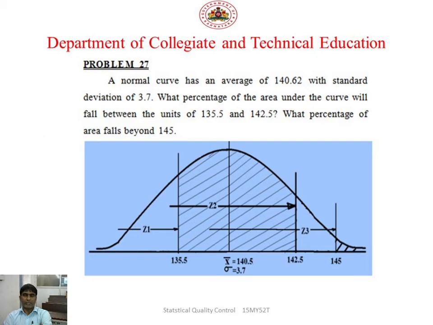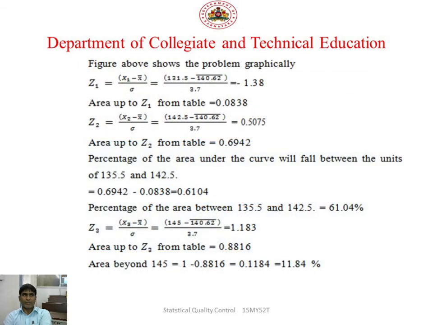He has asked the area between 135.5 and 142.5, that I have marked in the hatched line. That is the area in between, about the mean. Next, he has asked what percentage of area falls beyond 145, that I have marked using Z3. So like this you should draw a curve and solve the problem. Now we'll see the solution of the problem.